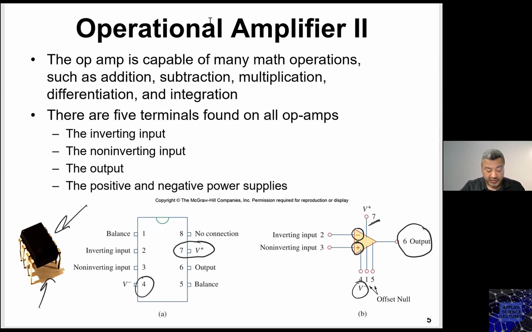The pin 5 and pin 1, they're called offset null. They're used to adjust the output of the amplifier such that it eliminates any offset between the two applied signals, when we calibrate this operation amplifier to eliminate any offset.